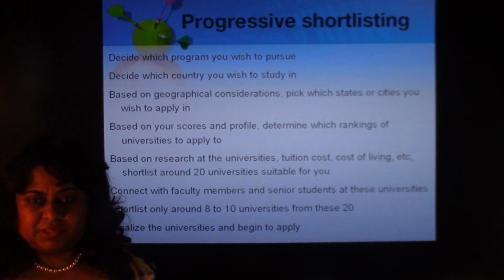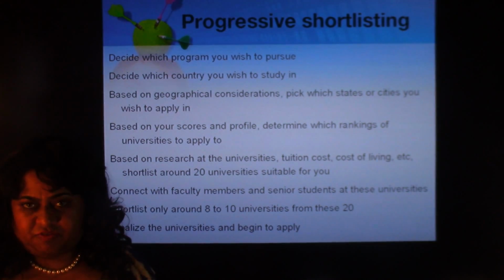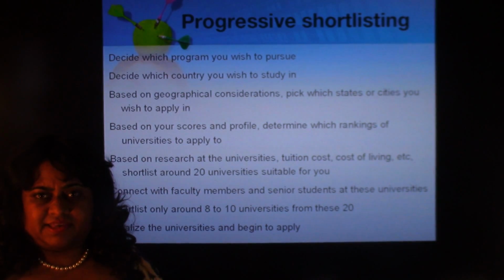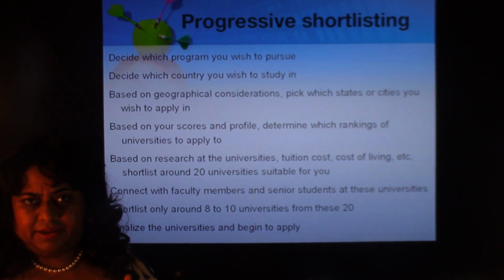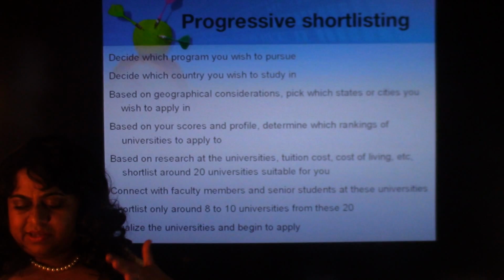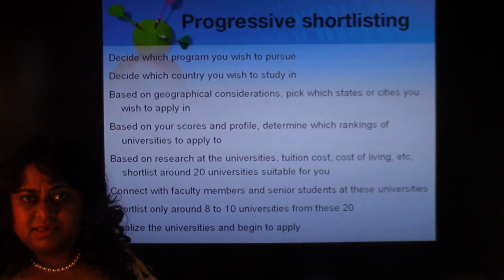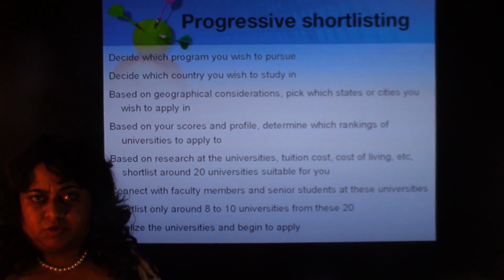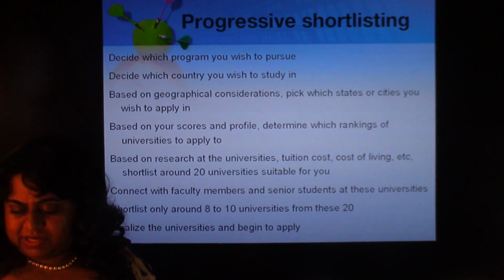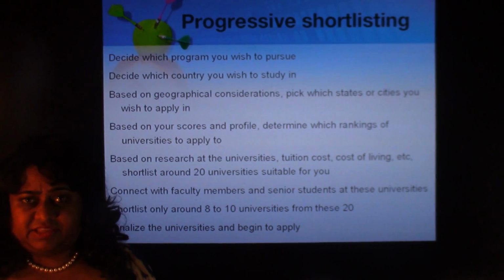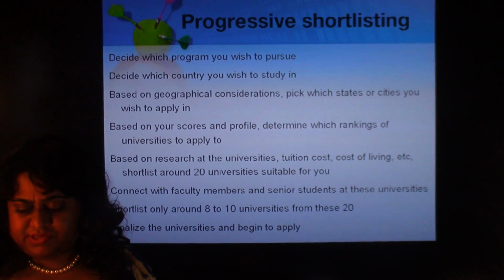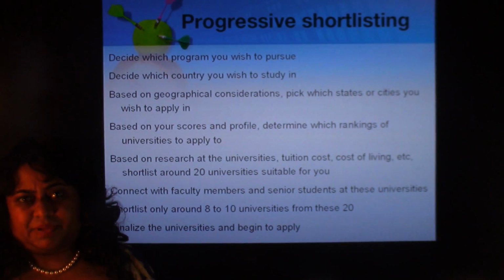And then decide based on geographical considerations, including the cost of living and the ranking of the university, which places you want to apply in. And then based on your scores and profile, determine which ranking of universities to apply to. Based on your research at the universities, the tuition cost, the cost of living, etc., shortlist around 20 universities which are most suitable for you. Connect with faculty members and seniors at these universities. Try to assess the situation at the university. Shortlist about 8 to 10 universities from these 20 where your chances are maximal. Finalize these universities and then begin to apply.